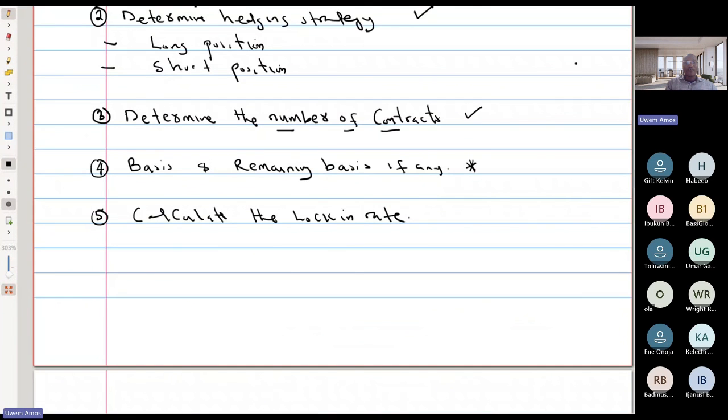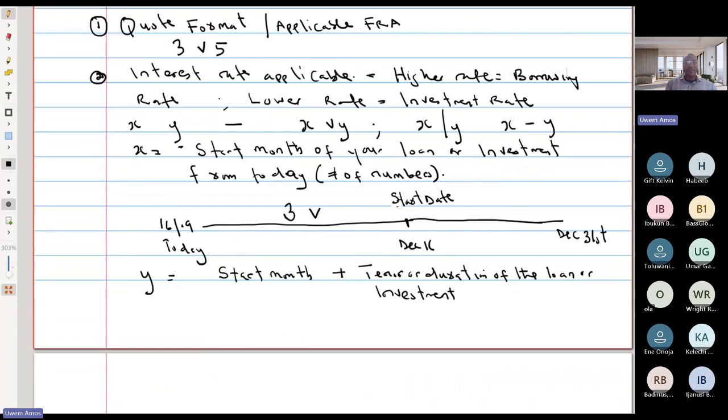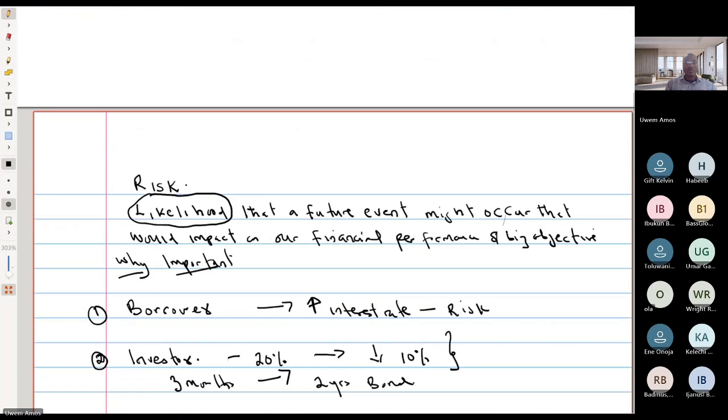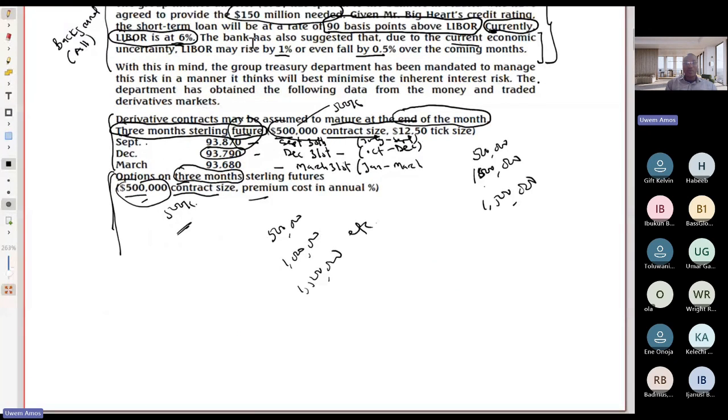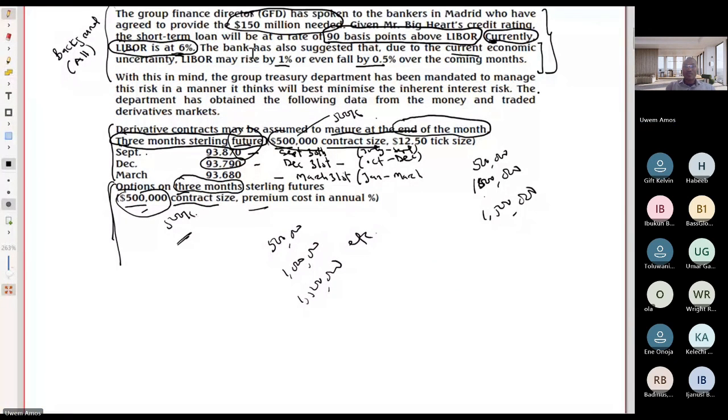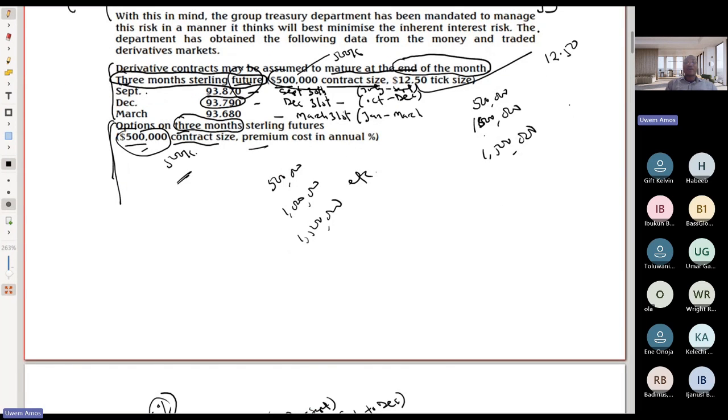Somewhere in the question, you're going to have the information tick size and the value given to you. Okay, it's right here. We have a tick size of 12.50. So let's get that in.